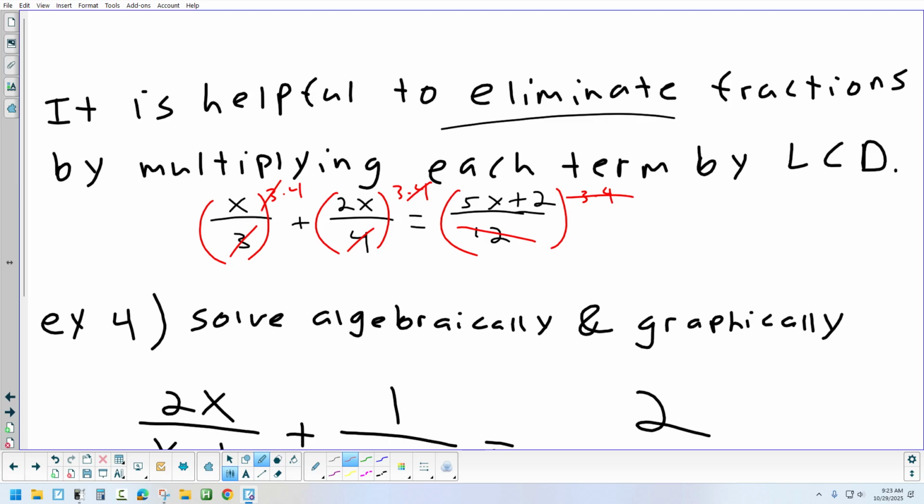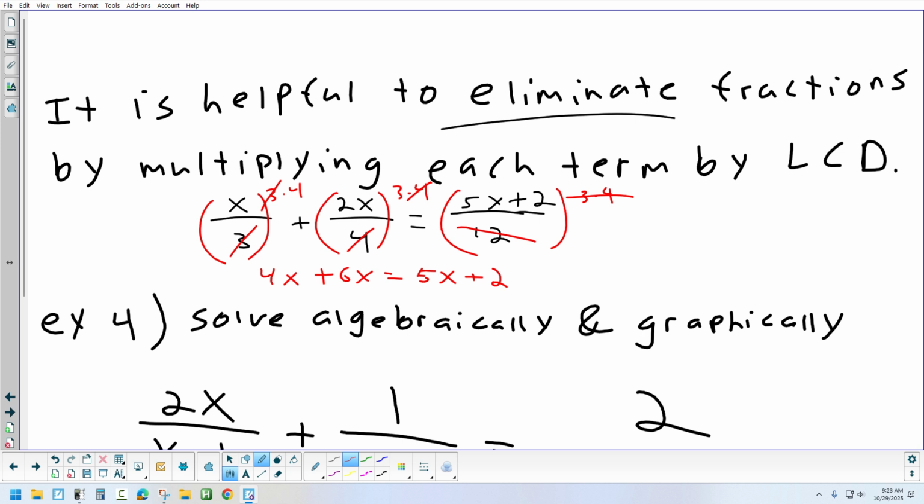Now you've got a much easier equation to work with. You multiplied everything by 12, so you didn't do anything wrong, right? We got 4x plus 6x equals 5x plus 2. And now you can finish solving it from there. Right, that's much, much easier to solve now that we got rid of the fractions.